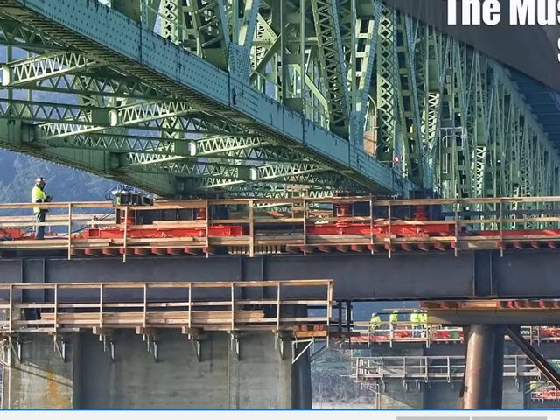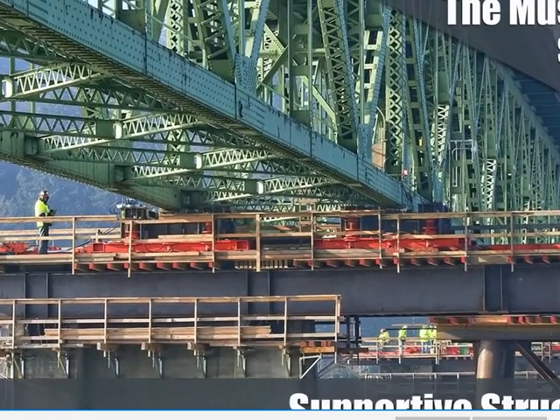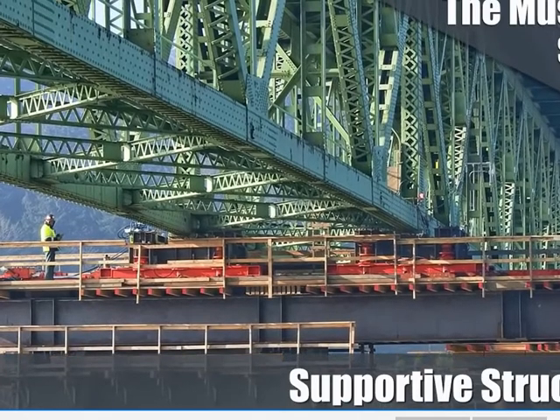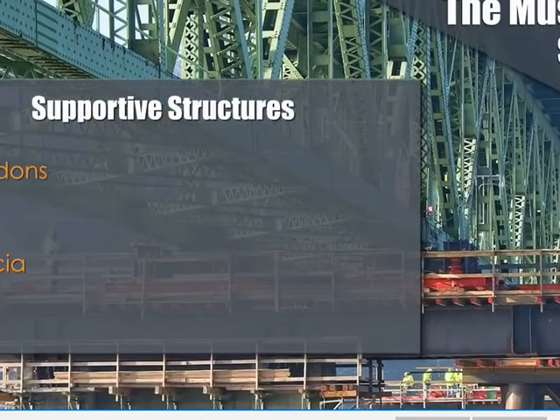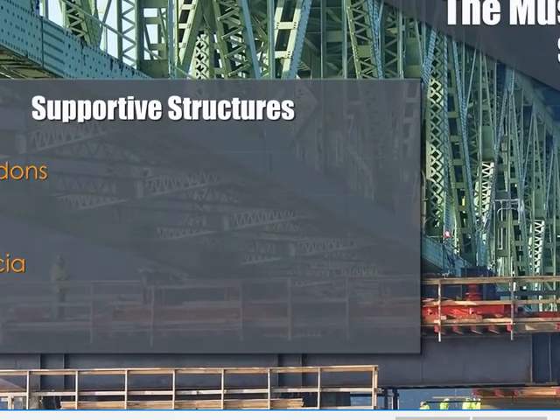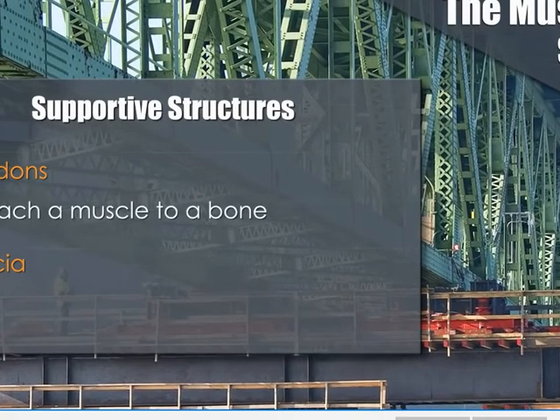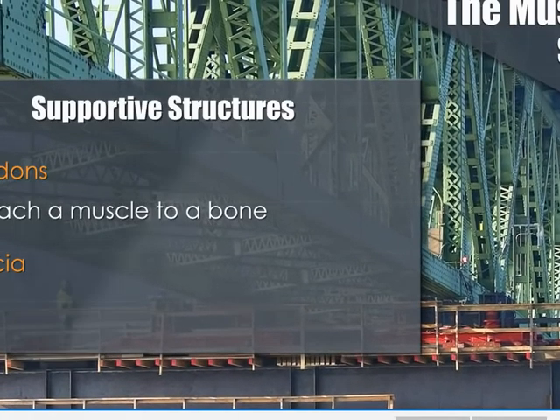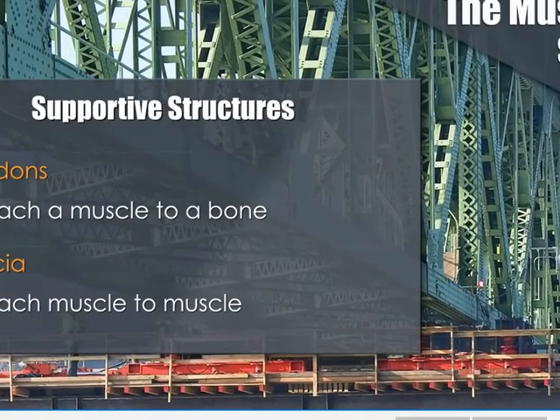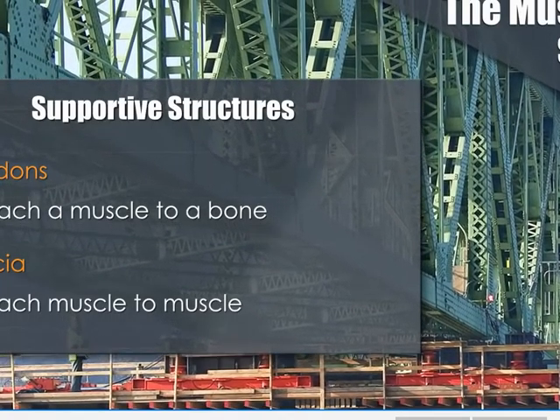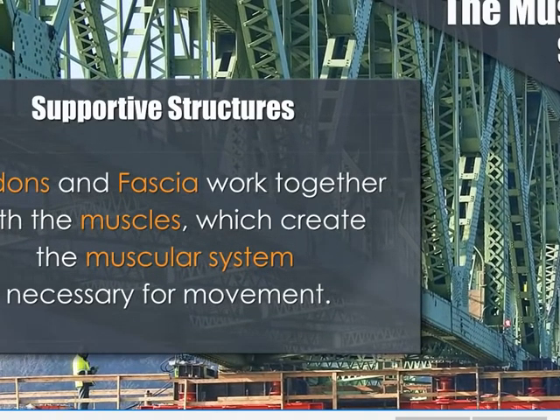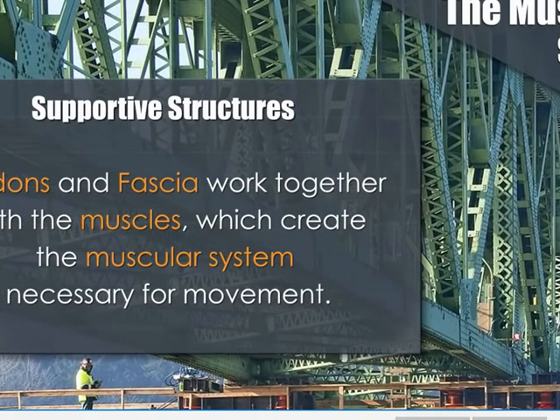Although muscles obviously make up the muscle system, there are still some supportive structures we need to look at that are also a necessary part of the system. Tendons and fascia are important supportive structures for the skeletal muscles. Simply put, tendons are what attach a muscle to a bone, and fascia connects muscles to other muscles. Tendons and fascia work together with muscles, which create the muscular system necessary for movement.